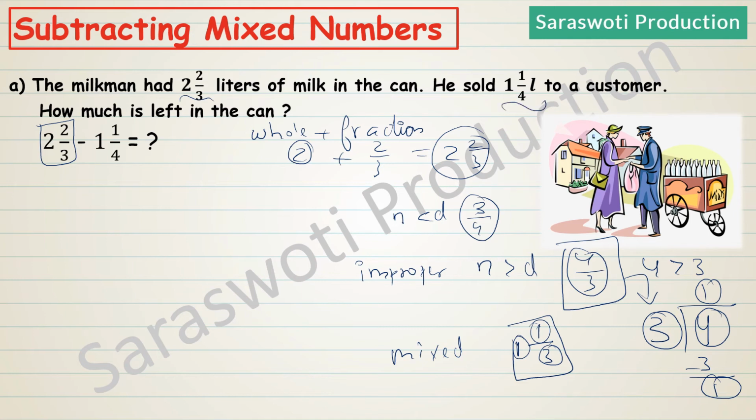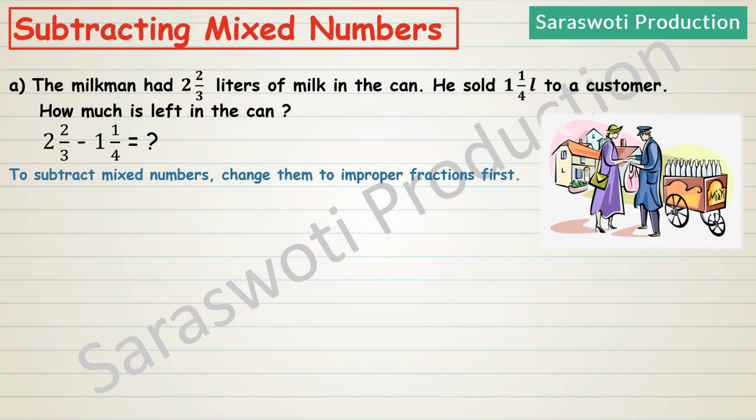Now we have to subtract these two mixed numbers. Let's see how they do this. To subtract mixed numbers, change them to improper fractions first. That is, change them to improper fractions. We're going to get here 8 by 3 minus 5 by 4. How did we get this?